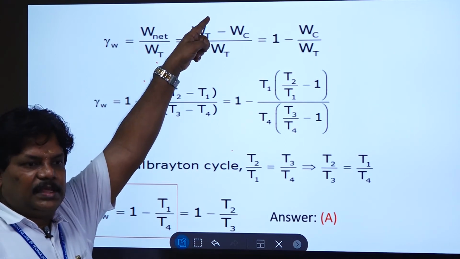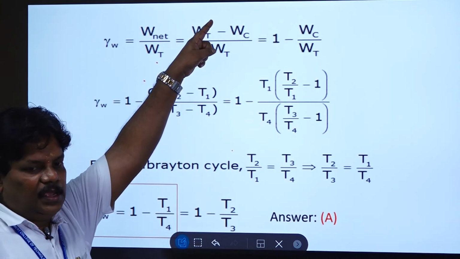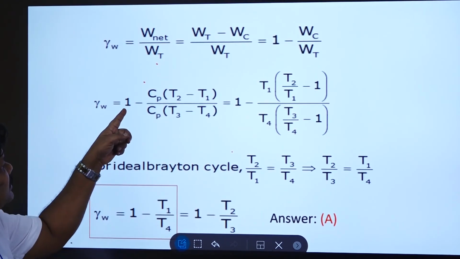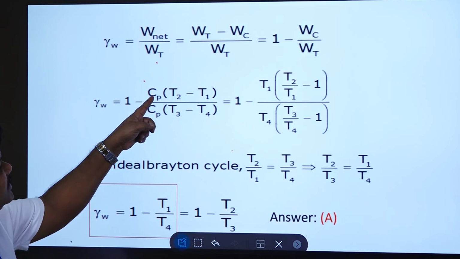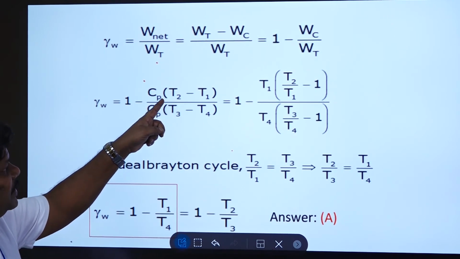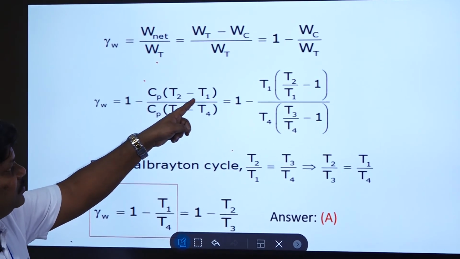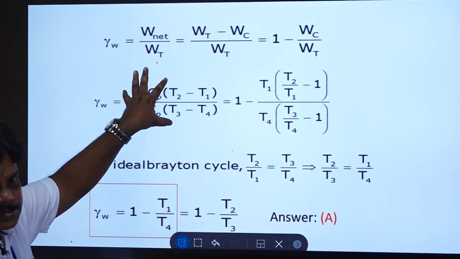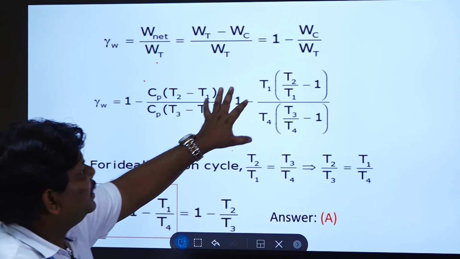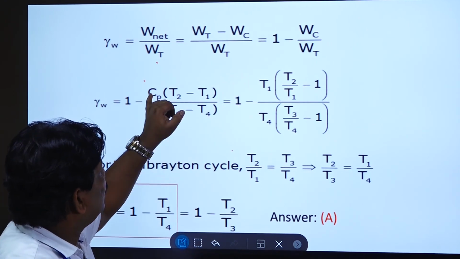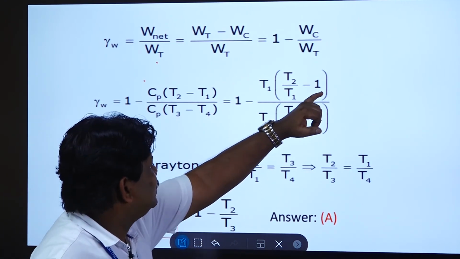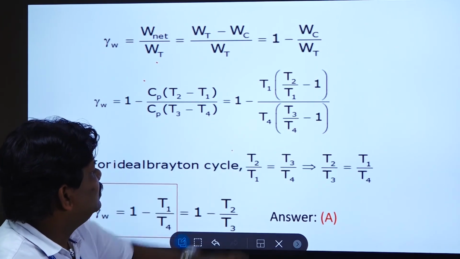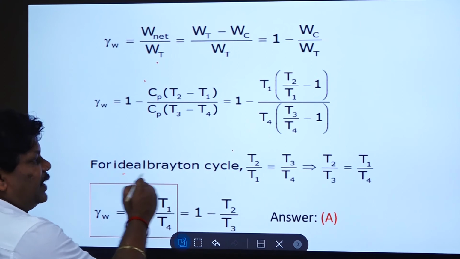It is the net work done by the turbine work. You know, net work done is the difference between turbine and the compressor. So 1 minus WC by WT. So here the same you can write as 1 minus Cp into T2 minus T1 by T3 minus T4 when you write in terms of temperature. Okay, so 1 minus T1, so you take T1 out, T2 by T1 will be there minus 1, and similarly T4 out, so you will get this value.